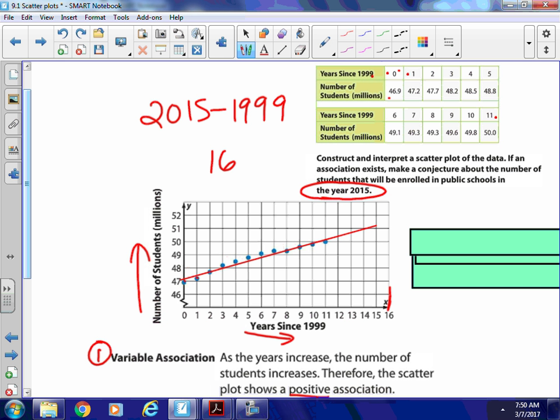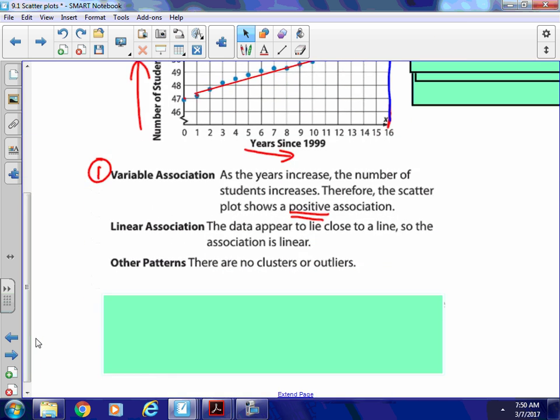So we want to make a conjecture. Now I wish my line were longer. And where's it going to hit? Let's go see. So at year 16, well, I hope the answer in the book is right about there. Now my lines are a bit squiggly. Let's call it about 50 million. Let's go see what they say.